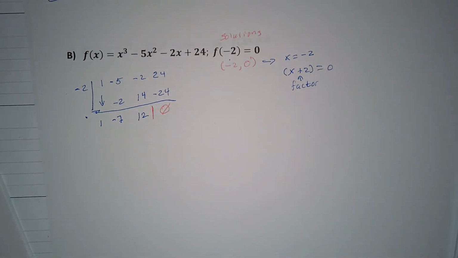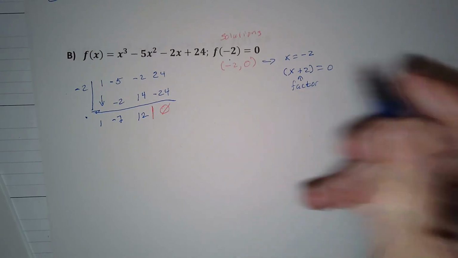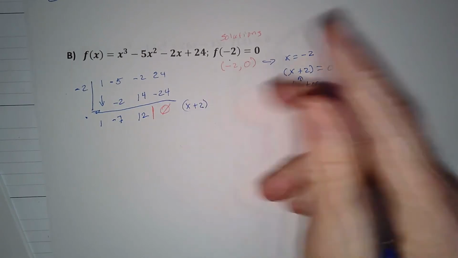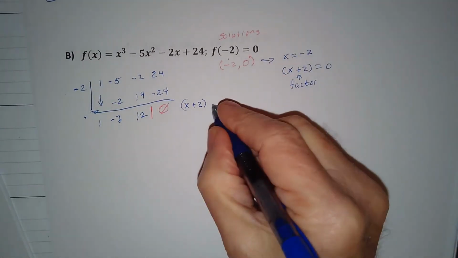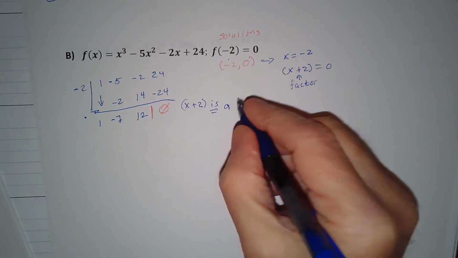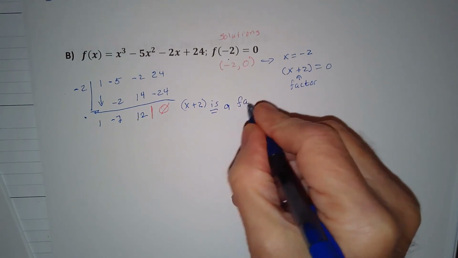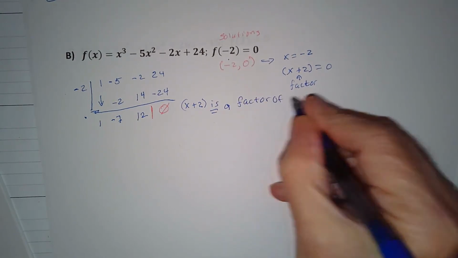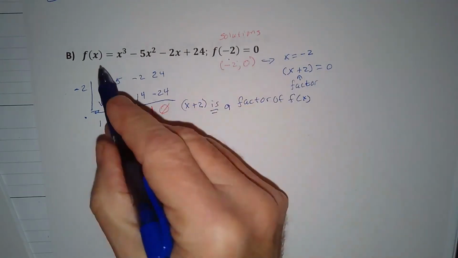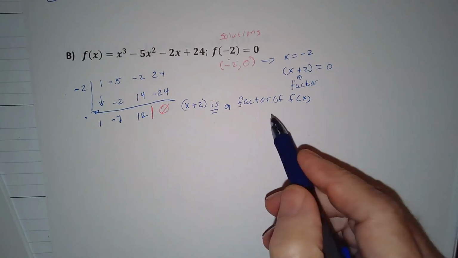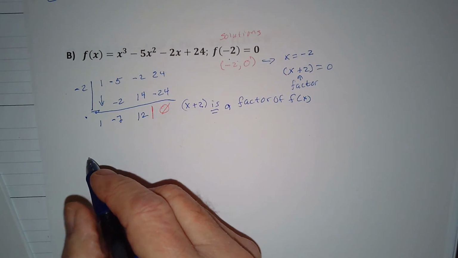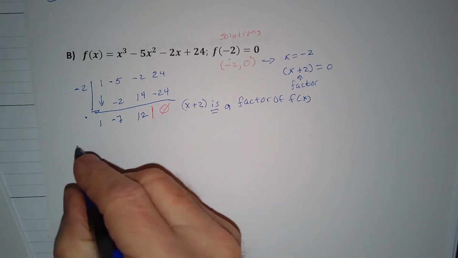Okay? So we can say then that x plus 2, which is what we had up here, is a factor of f of x. Which is, of course, what we call this. This is a factor of f of x. That's what we're saying here. Okay? So let's go ahead then and use this now to continue our factorization.